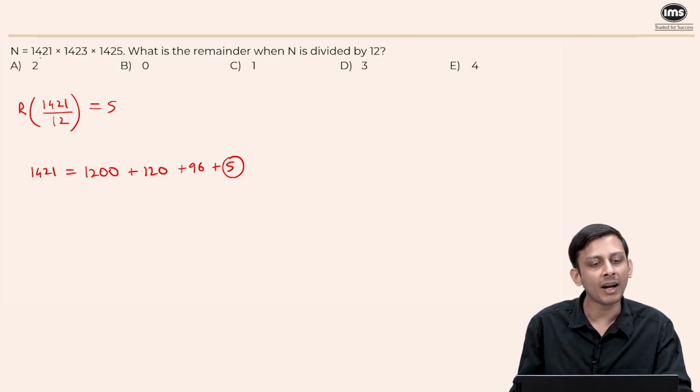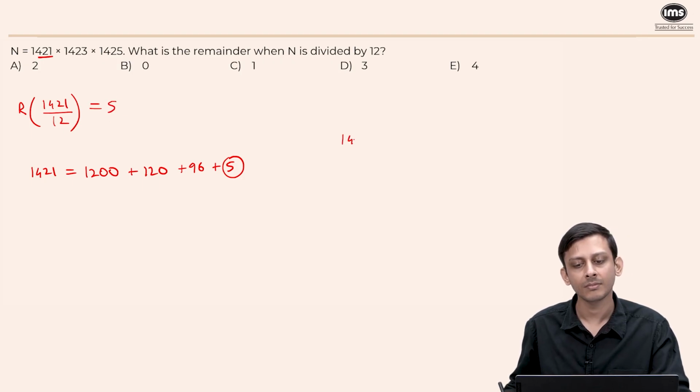Now we can say that for 1421, if the remainder is 5, then next we have 1423, which is 2 more than 1421. So the remainder will also be 2 more. 5 plus 2, it will be 7.